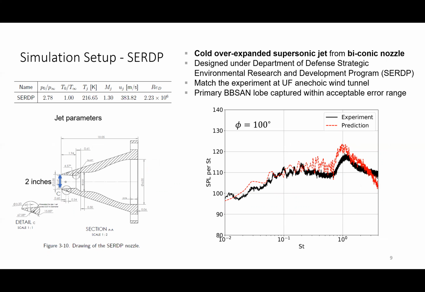The far-field noise spectrum at 100 degrees in the upstream direction is also shown on the right-hand side. The primary BBSAN lobes are captured in terms of the peak frequencies and the lobe width, and the errors are within the acceptable range.